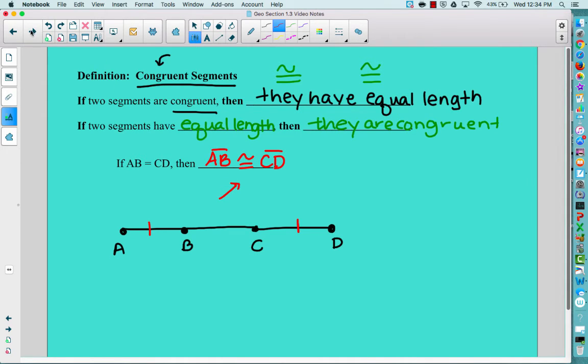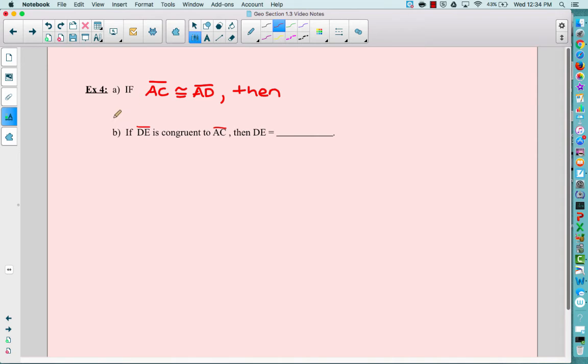All right, so let's just practice that a little bit. So on the next example, next page, if AC is congruent to AD, then AC is equal to AD. And if DE is congruent to AC, then DE is equal to AC.